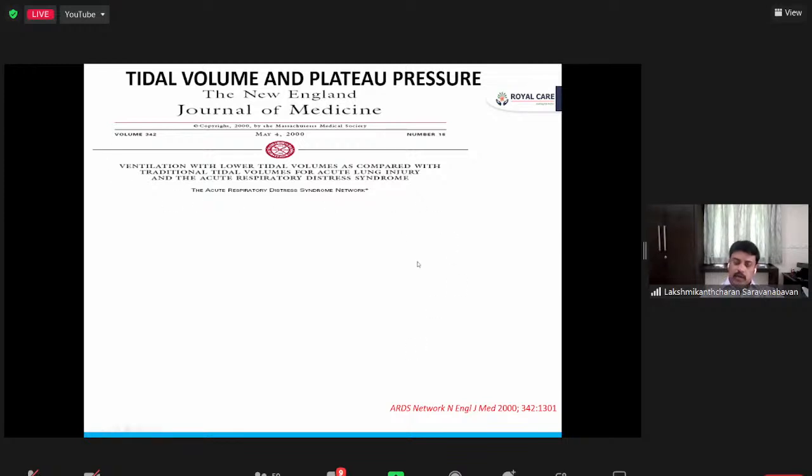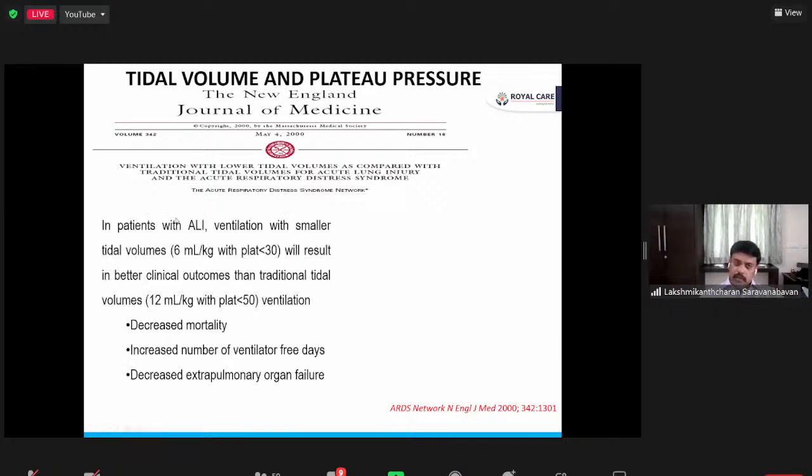This was the most important practice-changing study that came in 2000, in the New England Journal of Medicine. This was done by the ARDS Network, the ARDSNet study. What this study did was compare, in patients with acute lung injury, ventilation with a smaller tidal volume, which was 6 ml per kg, while maintaining the plateau pressure less than 30, against the traditional tidal volume. During the 1990s and 2000, as we all know, even in anesthesia, we were using high tidal volumes like 10 to 12 ml per kg for all the patients. So the traditional tidal volume was 12 ml per kg, and they accepted a plateau pressure of less than 50 in those patients, and they compared these two groups of patients.